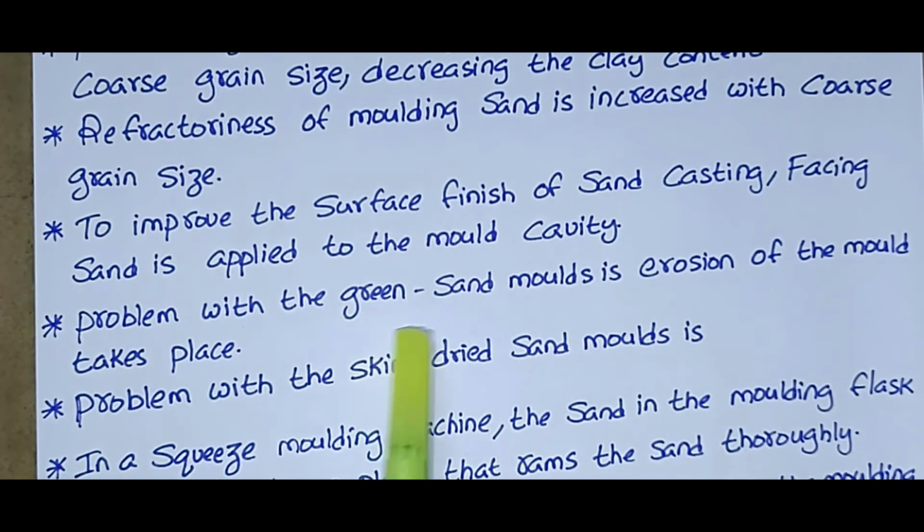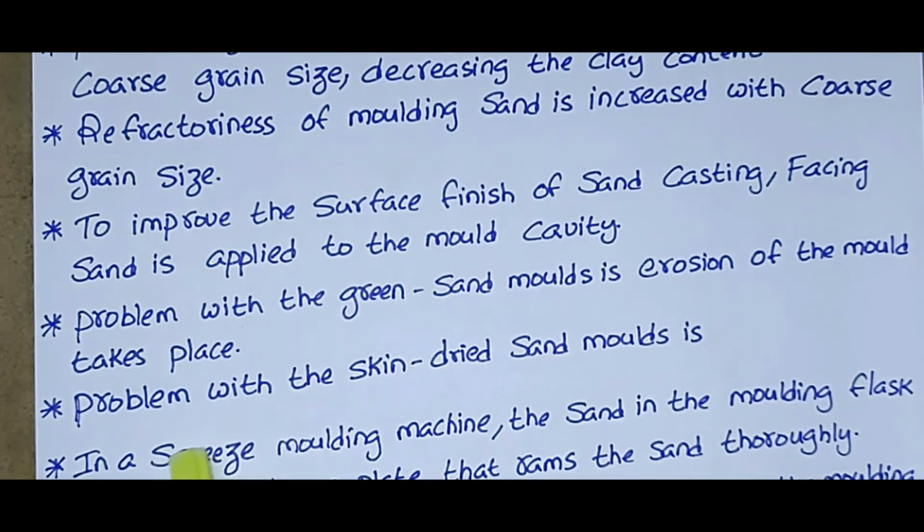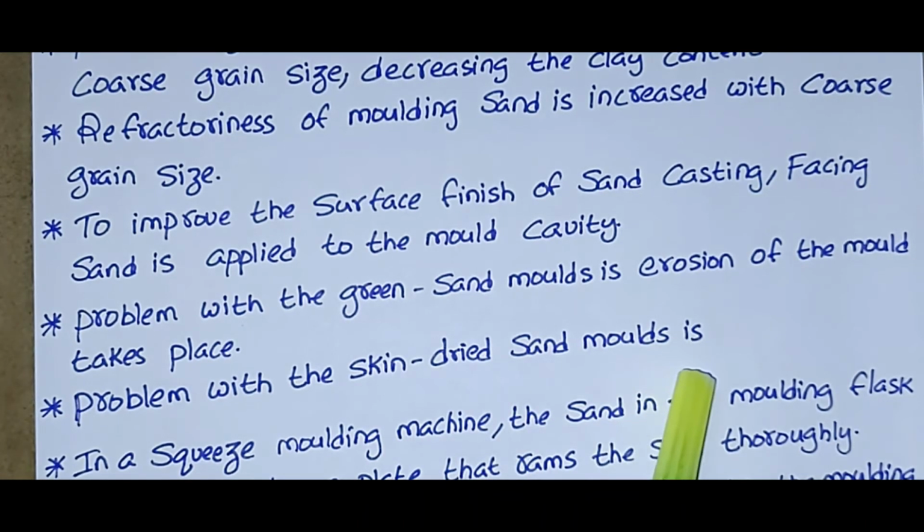Problem with the green sand molds is that erosion of the mold takes place. Problem with the dry sand molds is that they are hard to break.